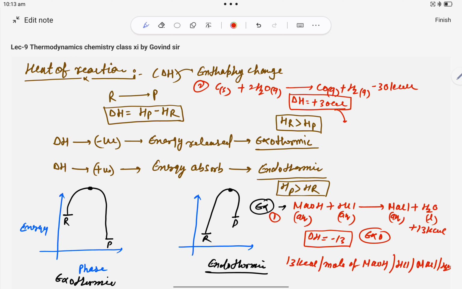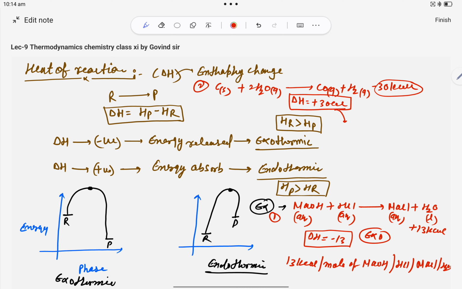Endothermic reaction means what? For that you have to provide 30 kilocalorie energy, then it will be possible. Okay, so you can write 30 kilocalorie per mole of C, per mole of carbon, per mole of H2O. No, not H2O, 2 moles are there. Per mole of CO, like that you can represent.